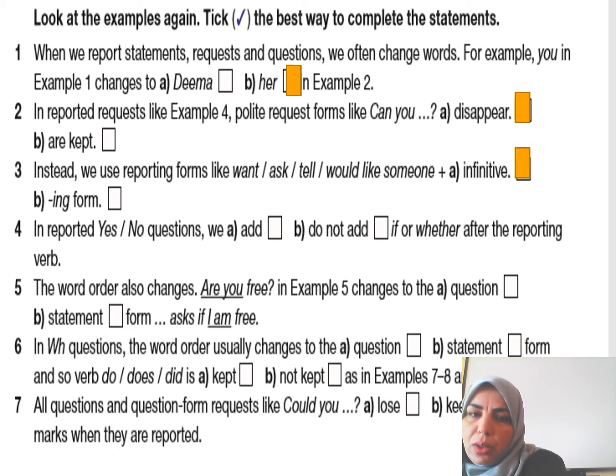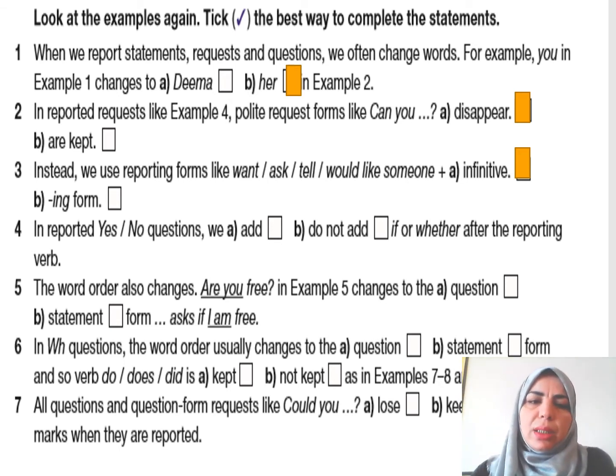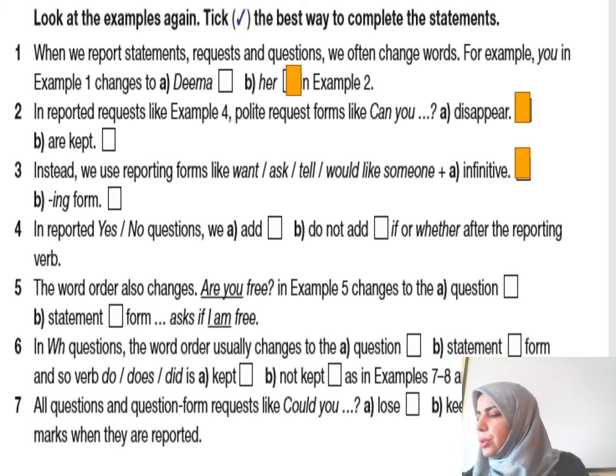When we use want, like, tell, would you like, we use the infinitive form. Number 4, in reported yes/no questions, we add if or whether. Go back to yes/no questions in your book.